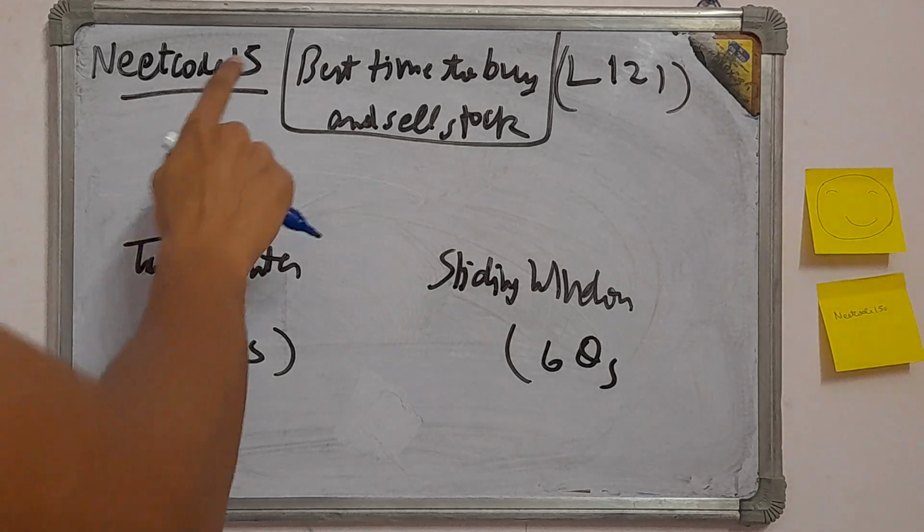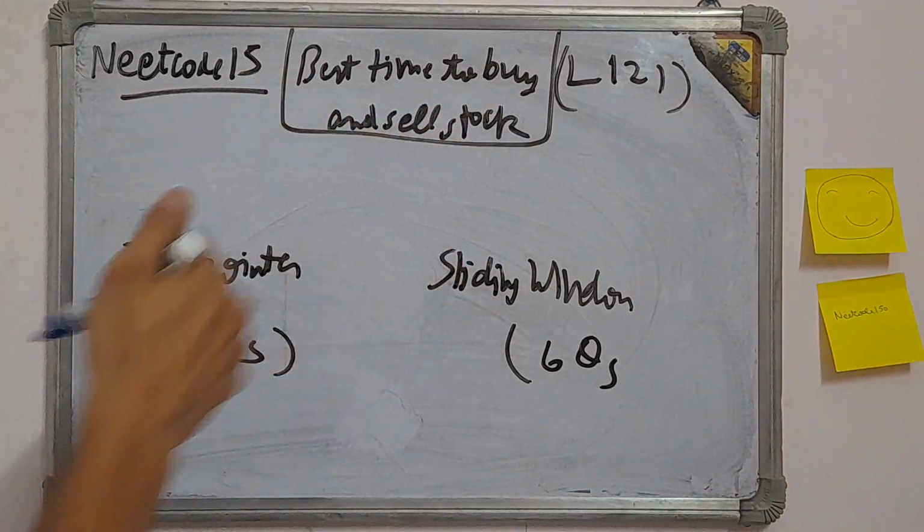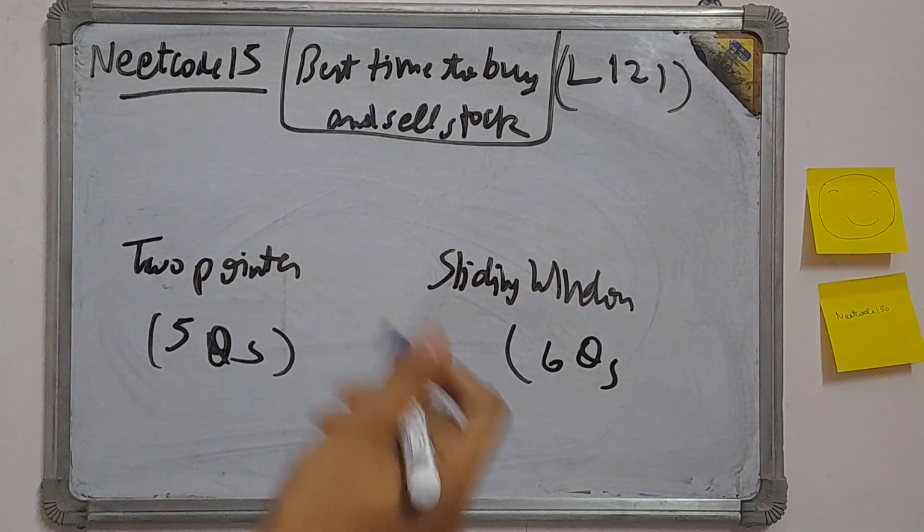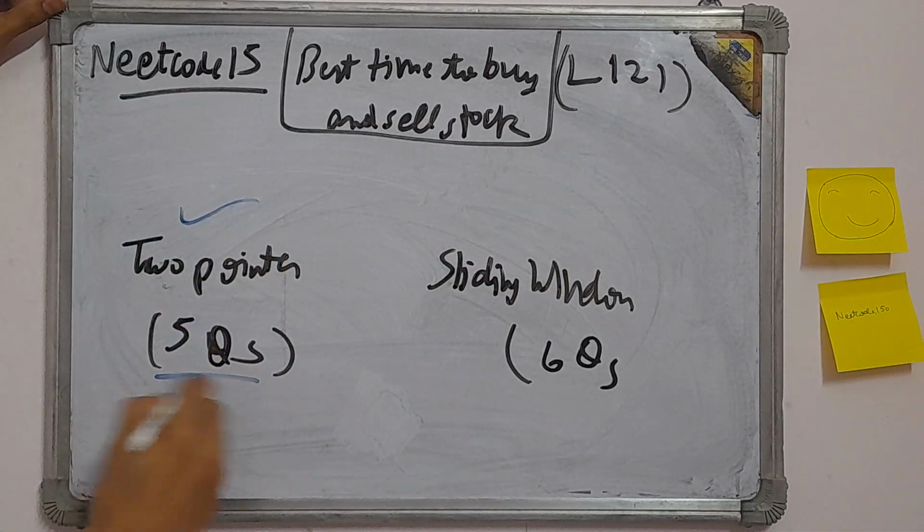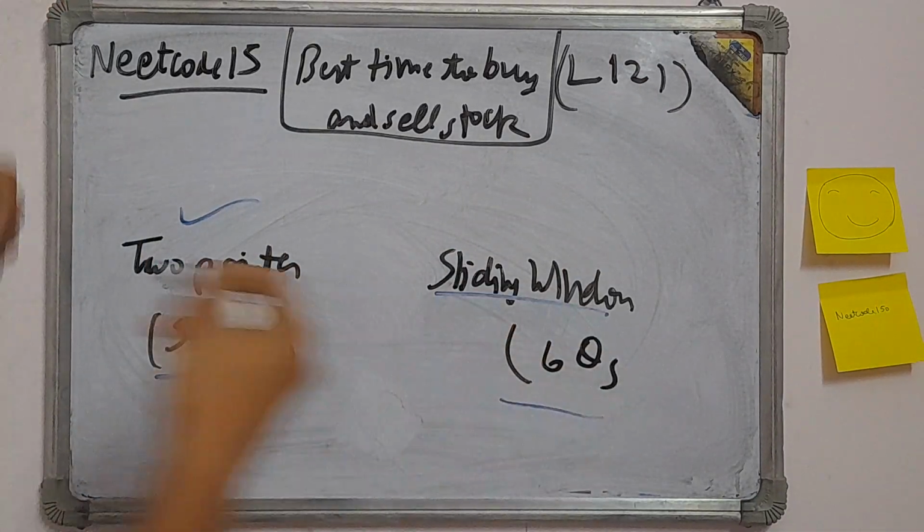So today we are going to do question number 15 of our playlist, which is Best Time to Buy and Sell Stock. It is the 121st question of LeetCode. First of all, we have completed the two-pointer approach, 5 questions. Now we are starting with sliding window. It has 6 questions. Okay.